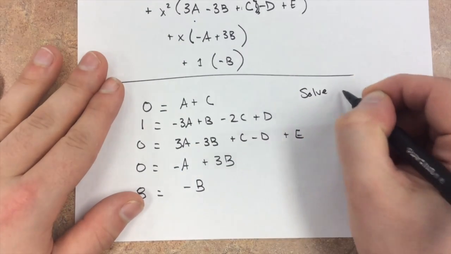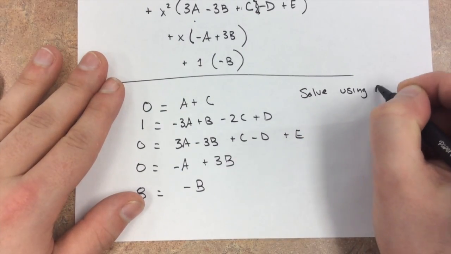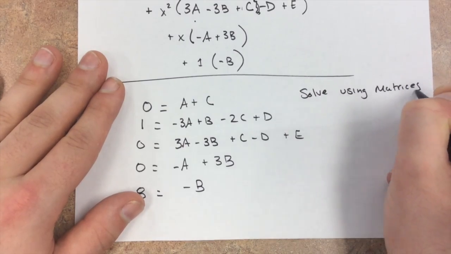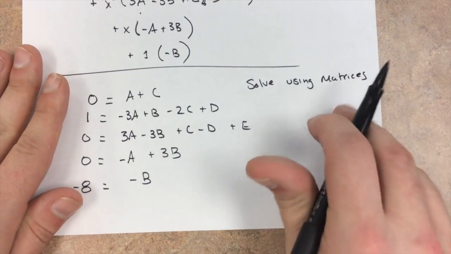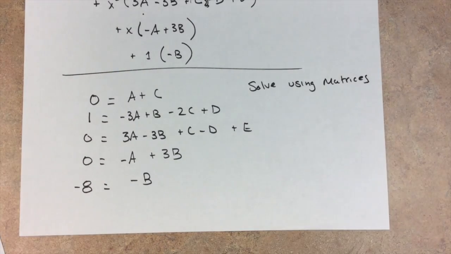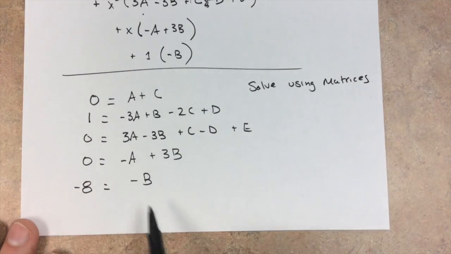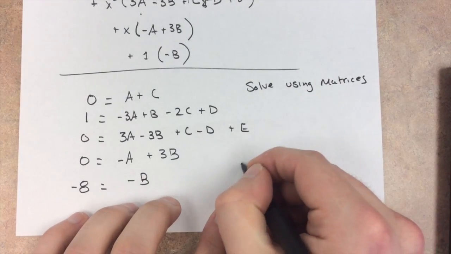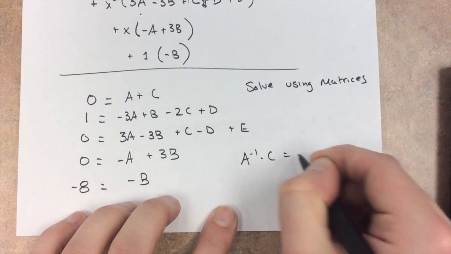Solve using matrices. Now, you guys did this by hand. My honors kids did this by hand. Everyone else used a calculator. I'm going to show you once how to use a calculator here. This is 5 equations, 5 unknowns, and we're going to do A inverse times C equals our variables.